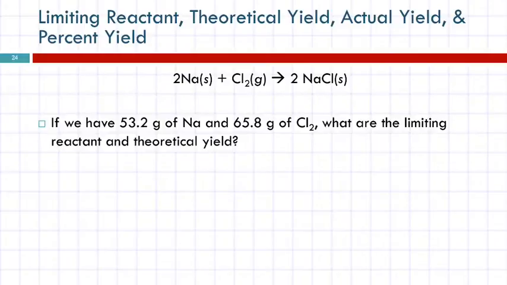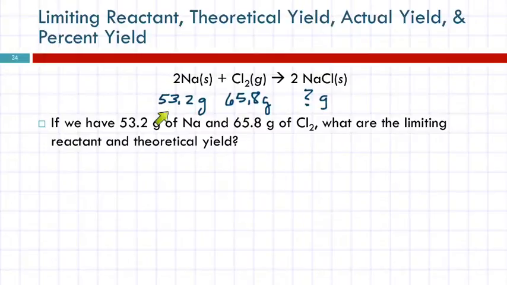So I'm going to take the numbers and write them under the formulas in the equation. 53.2 grams of sodium, 65.8 grams of chlorine, and we're asked for a theoretical yield. It doesn't specifically say grams. Grams is a safe thing to assume. On an exam or on Mastering Chemistry, it's going to give you a unit, and so you'll know for sure. But question mark, grams.